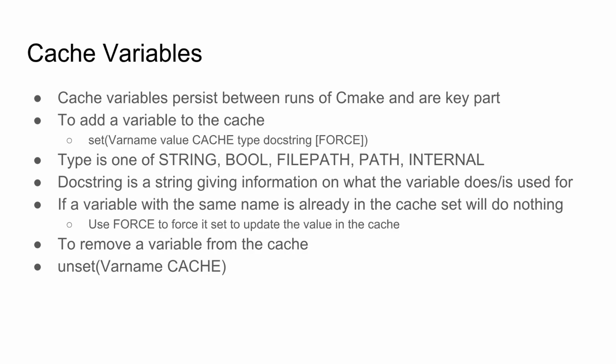And then optionally, you can add this extra parameter called FORCE. So normally when you add a variable to the cache, it's only added if it doesn't already exist there. Sometimes you might really want to make sure that it gets set to whatever you want. So you force it to be the value, and that will make it be set there even if it's already there. If you want to remove a variable from the cache, it's unset, variable name, CACHE.